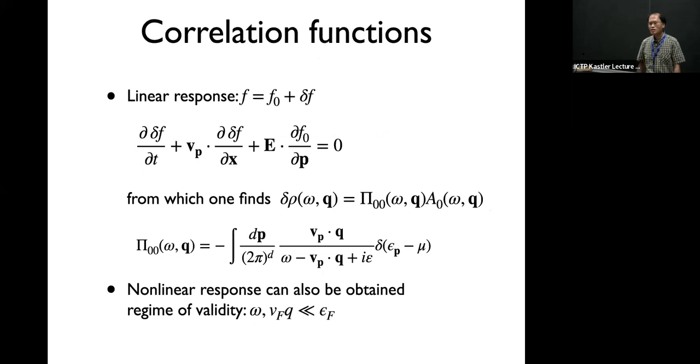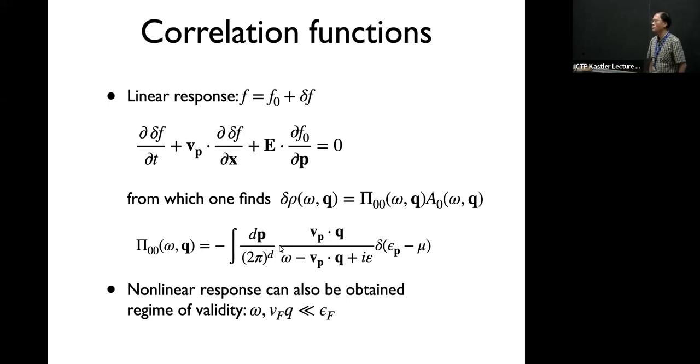The Landau Fermi liquid theory is also predictive in the sense that one can use it to compute physical quantities. For example, the linear response of a system to an external, say, electric field. So here is an example of the calculation of the density-density correlation function. It's called pi zero zero. It's how the density of the system changes under an external scalar potential. One should just solve the Liouville equation in an external electric field, which is the gradient of the potential A zero. And then solving it in linear approximation, one finds the response function to be this integral.